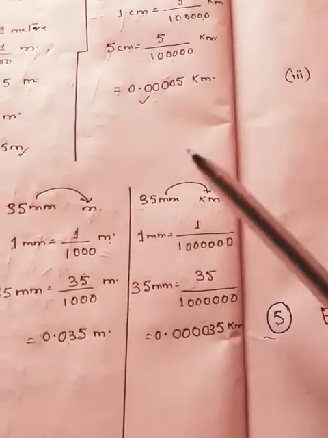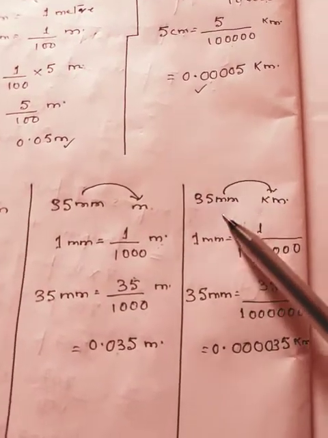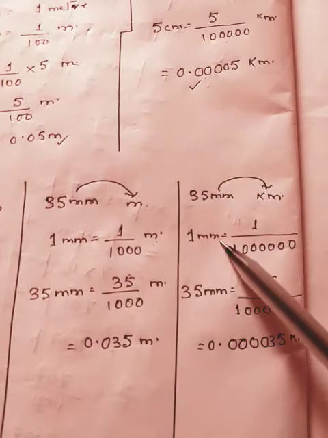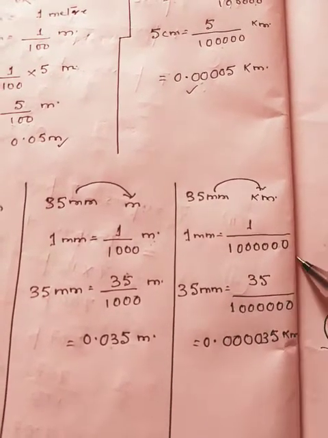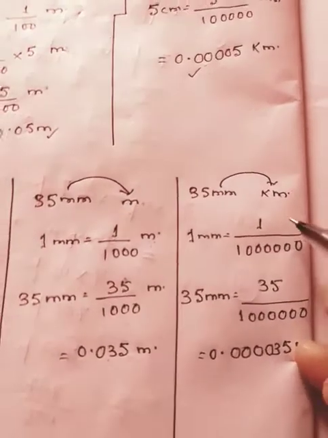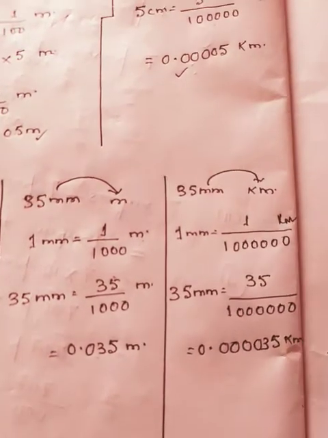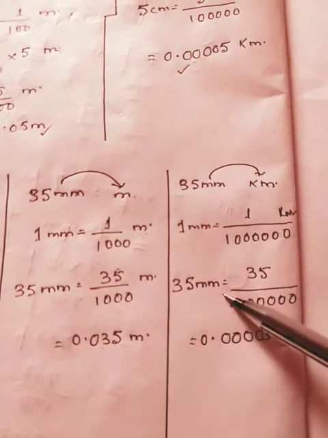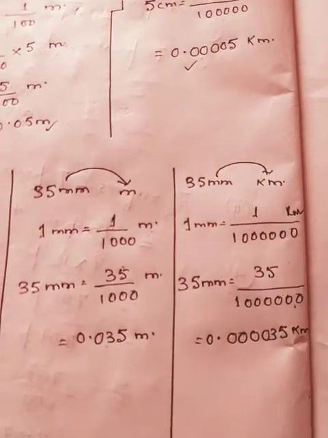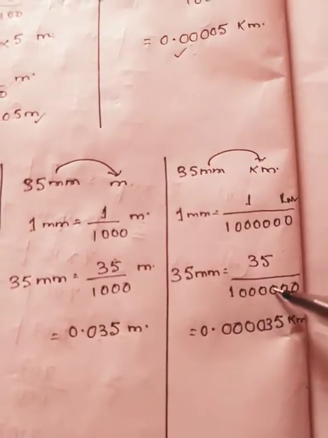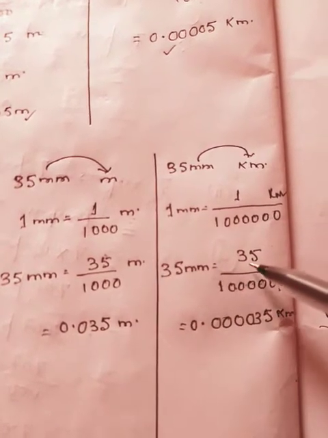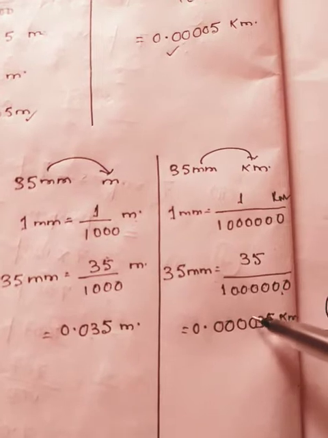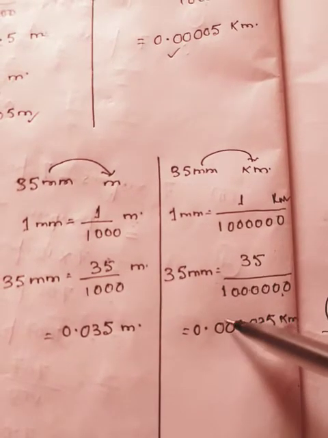The last one is 35 millimeter to kilometer. So 1 millimeter equals 1 by 1, 2, 3, 4, 5, 6, see, 10 lakh kilometer. Okay, 10 lakh kilometer. So then 35 millimeter will be what? 35 by 10 lakh. So there are 6 zeros: 1, 2, 3, 4, 5, 6. So the decimal should be after 6 zeros. There are only two digits, so 1, 2, 3, 4, 5, 6.